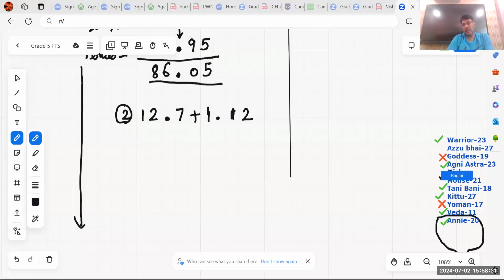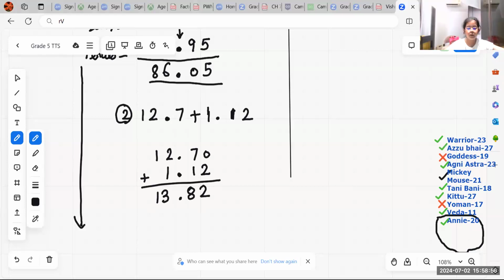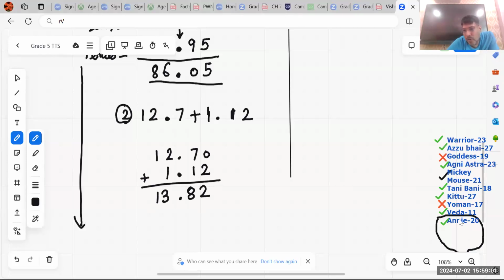All right, guys. So see. First I will write 12.7. Then to make it like, I will add a zero. Then what did I tell you? Decimal point should come below the decimal point. So you can simply add them. You will get 13.82. Understood? Sir, I forgot to write two. I wrote a zero. Understood? Understood. Okay.